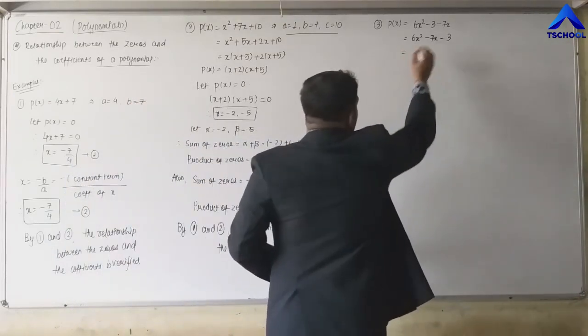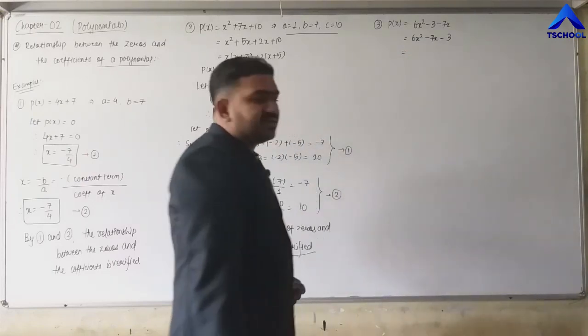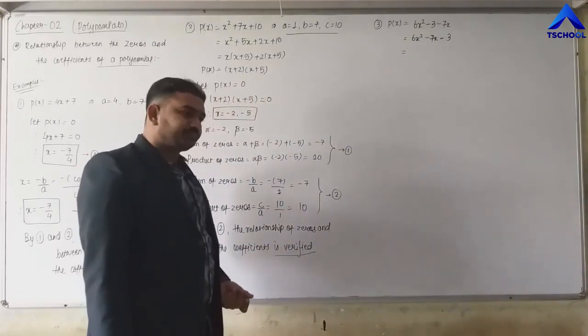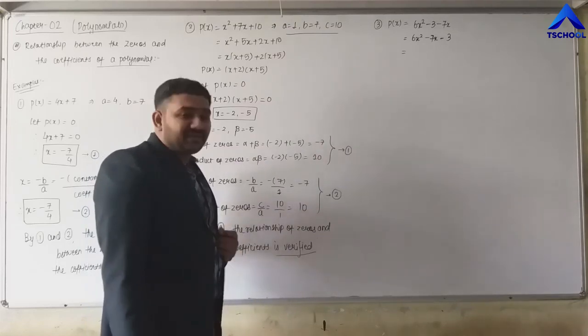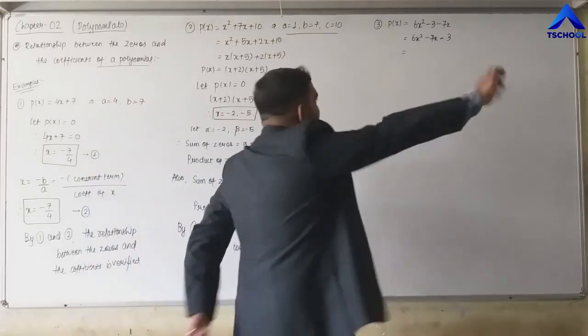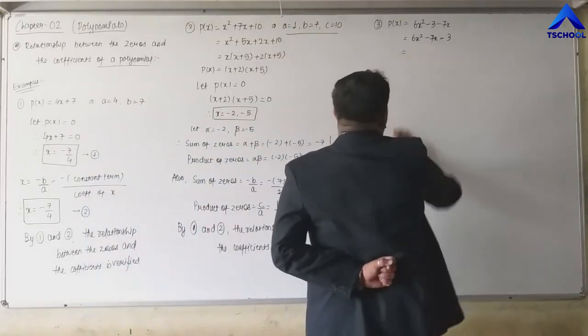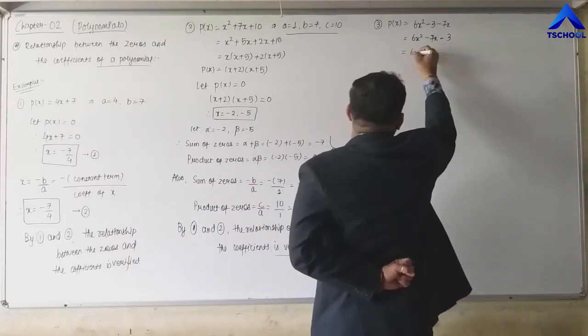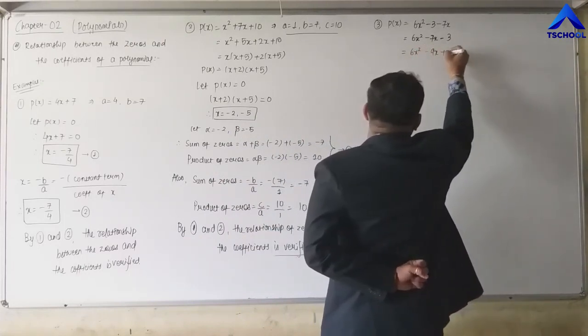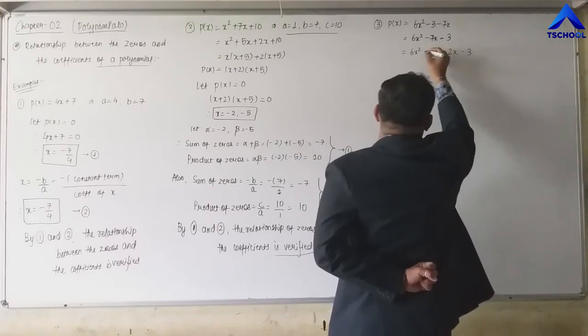So first of all we arrange the terms here, 6x square minus 7x minus 3. Now we shall factorize this to find out the zeros of this given polynomial. So that gives me a factor 18, that is 6x square minus 9x plus 2x minus 3.